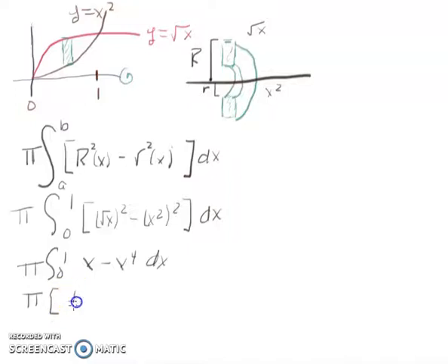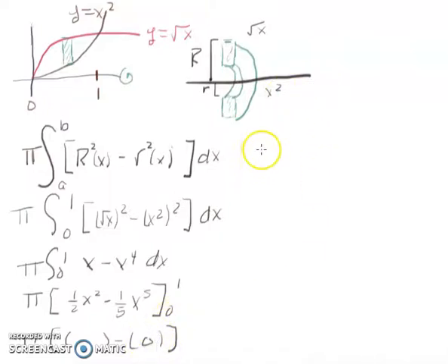That would be 1/2 x squared, right? Minus what? 1/5 x to the 5th. And we're going to go from what? 0 to 1. Which, as we know, is pi times what? Blah minus blah. But now keep in mind here, because of this 0, that's just going to be 0.